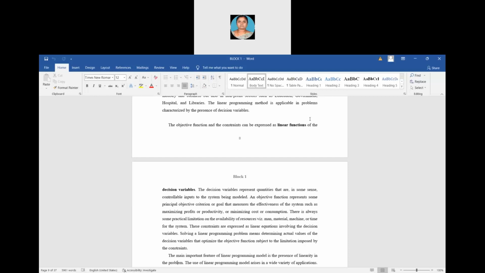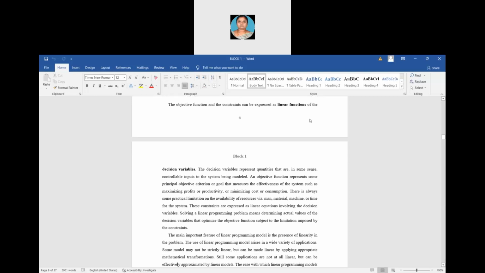It will come under non-linear programming. So mainly what we are using here means linear problem only.